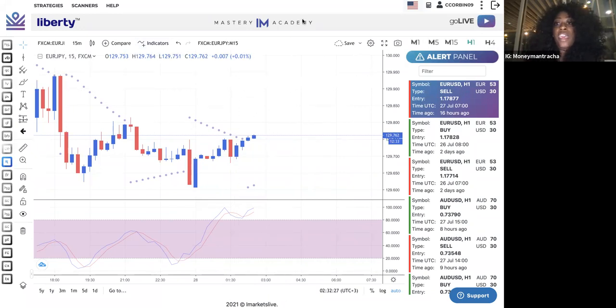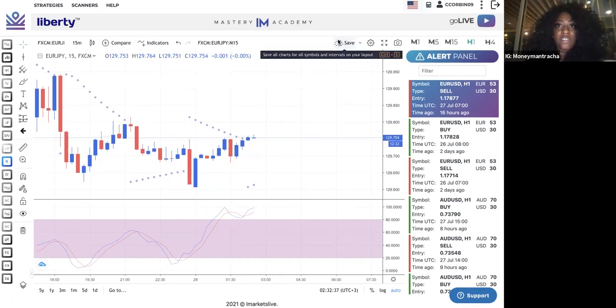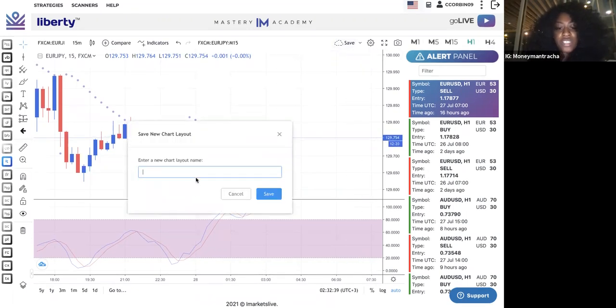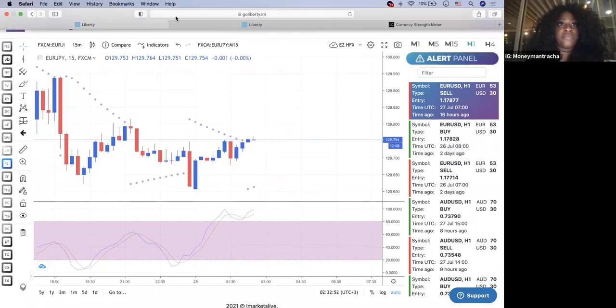All right, awesome. And what you guys should do, because sometimes the scanners act a little crazy, anytime you add an indicator, just click this little save cloud right here. It's going to save everything you did. So let's click save, and I'm just going to save this as Easy HFX strategy. Right, so now anytime I log in, let me just refresh this page. My strategy will be right there for me.